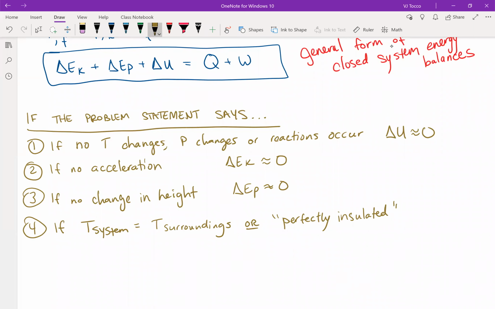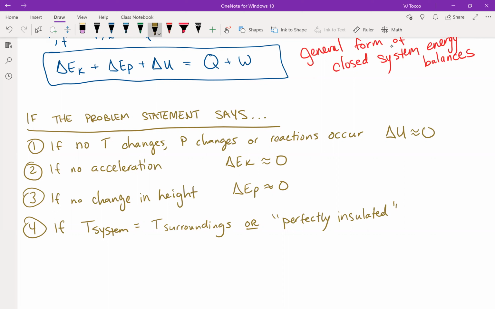This one's a bit tricky, but if I have temperature of the system equaling temperature of the surroundings, or if it says perfectly insulated, that is going to mean that heat cannot flow from hot to cold. So the first one, if temperature of the system is equal to the temperature of the surroundings, then there is no difference in temperature for the driving force to occur. And perfectly insulated is a term that means that there is no heat that is transferring through the boundary.